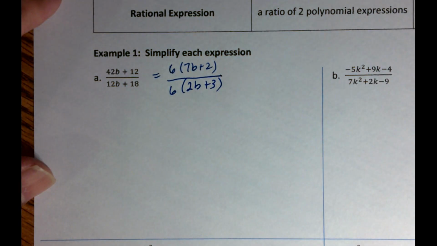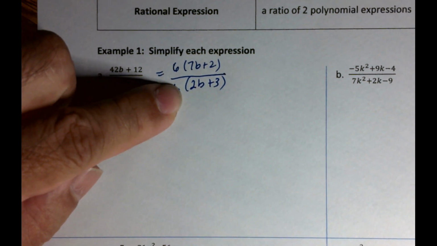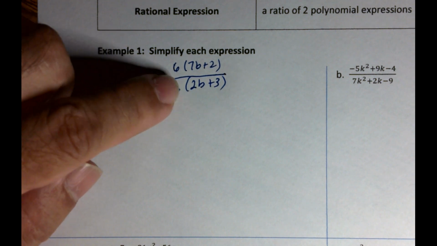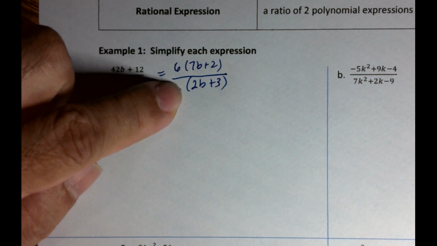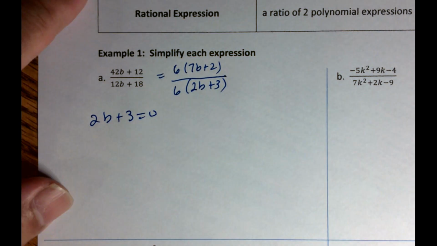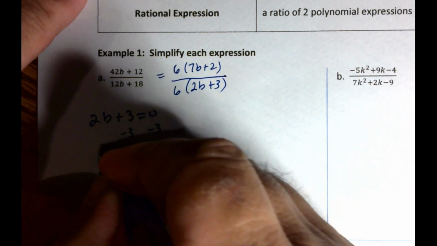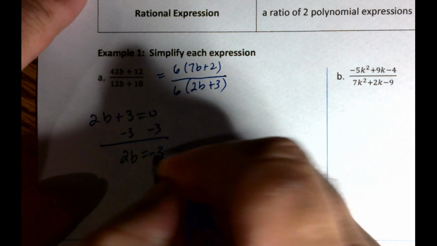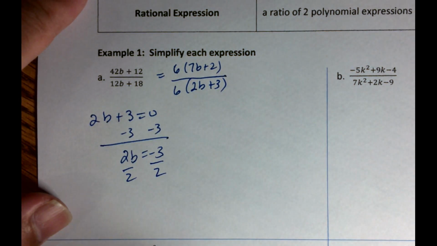All right, now what we want to do is identify the excluded value. Remember, the excluded value is whatever makes the denominator equal to 0. So what we're going to do is set each factor that can be 0. Like 6 can't be 0, so we're not going to bother to set that equal to 0 because it can't be 0. So we're only worried about the 2b plus 3. So we're going to do 2b plus 3 equals 0 and solve that equation. So I'm going to first move the 3 over, so you subtract 3 from both sides. So that's 2b equals negative 3, divide by 2, and I get b equals negative 3 halves.